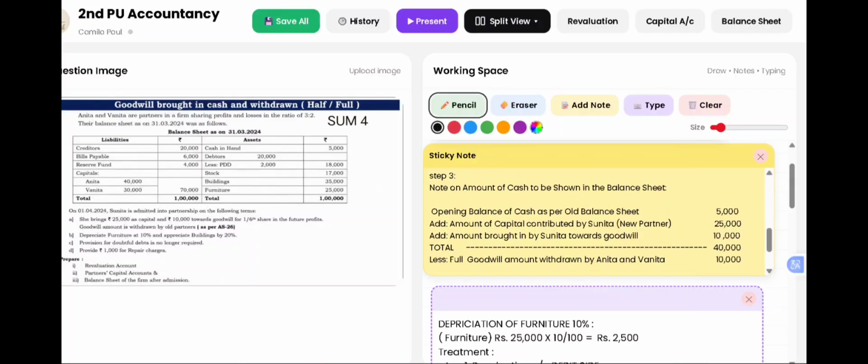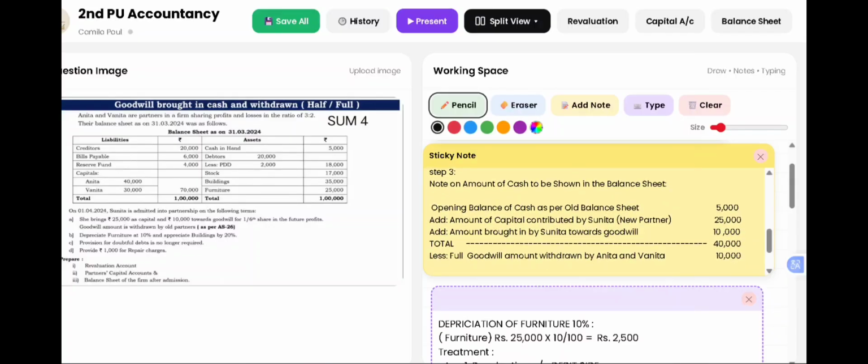And then the total of the cash should be recorded in the balance sheet. Note the amount of cash that has to be shown in the balance sheet. So take the opening balance, what is given in the old balance sheet, 5,000. To that, we have to add the capital that is brought in by Sunita, that is 25,000, and add the goodwill which is brought in by Sunita, rupees 10,000. So total cash which comes in is 40,000.